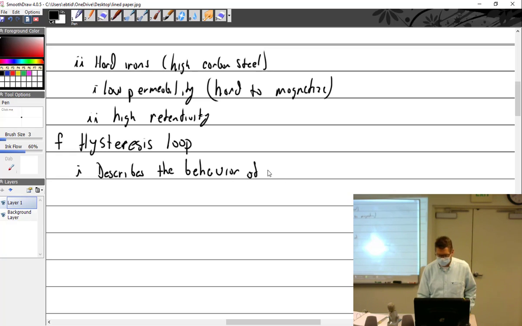Behavior of magnetism in a ferromagnetic material.